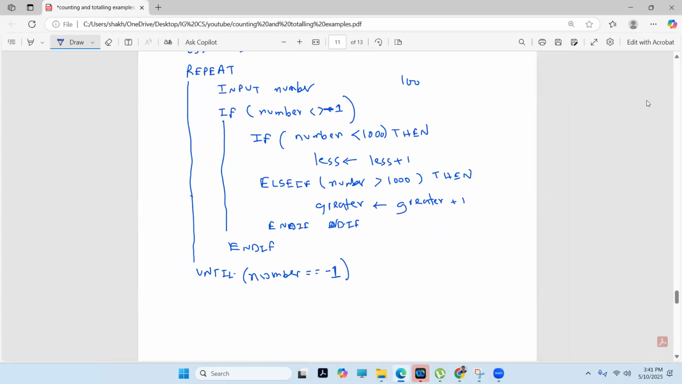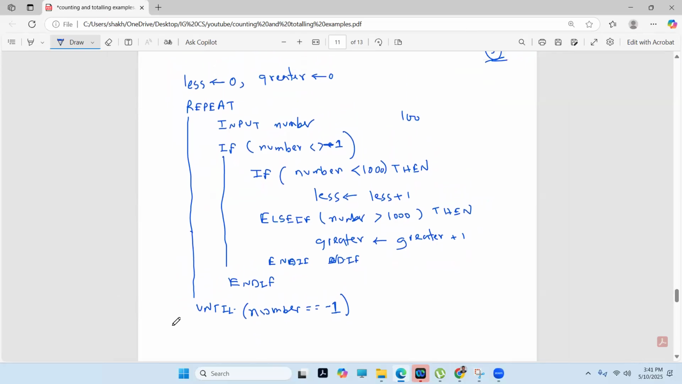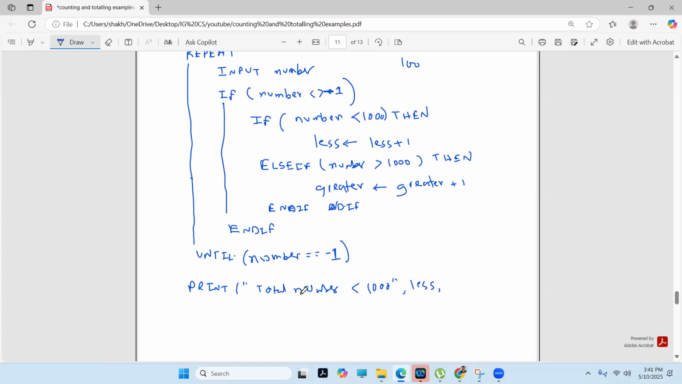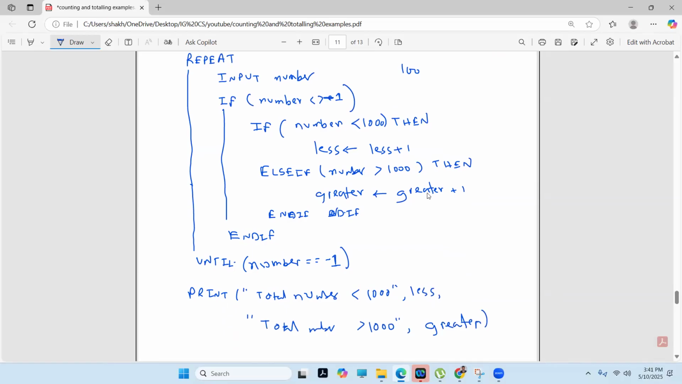Let us show it in full screen. So now print total number less than 1,000 is less, and total number greater than 1,000 is greater. Right? How does it work?